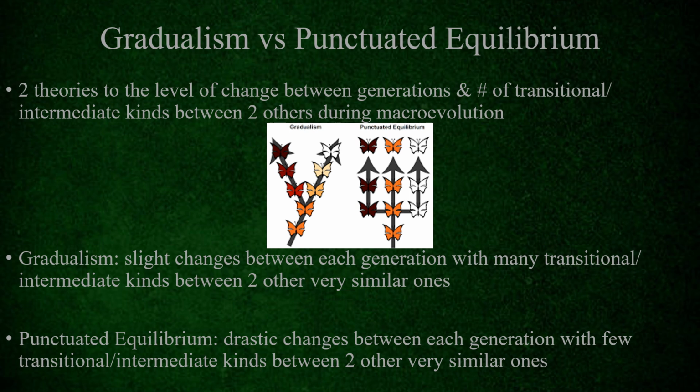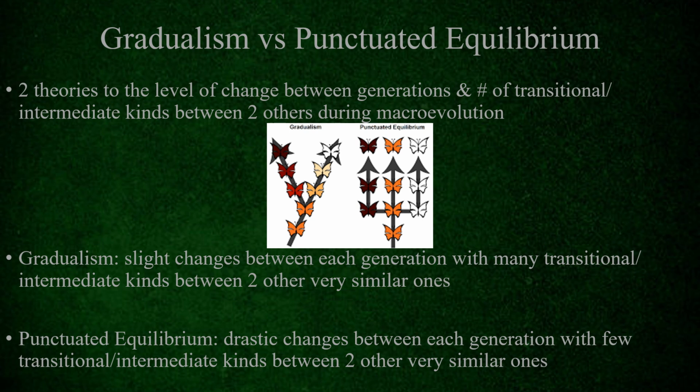So what it is, in other words, is, for example, when it comes to ape to human macroevolution, gradualism and punctuated equilibrium are two theories on how many intermediate kinds exist in the generations between the ape ancestor and the human descendant, and how much change exists between those two generations. And they can be illustrated in these pictures. To the left you have gradualism, to the right you have punctuated equilibrium.